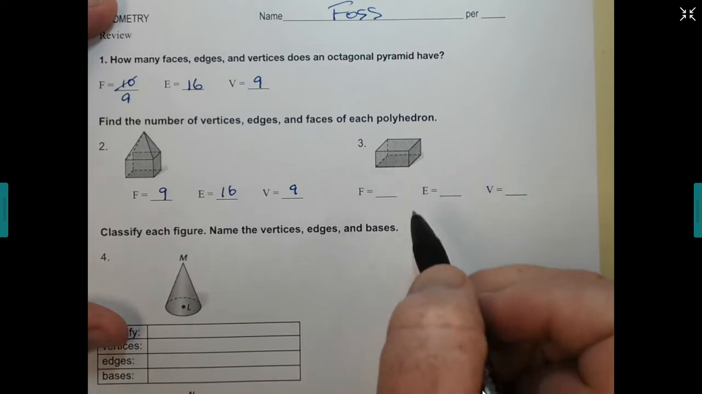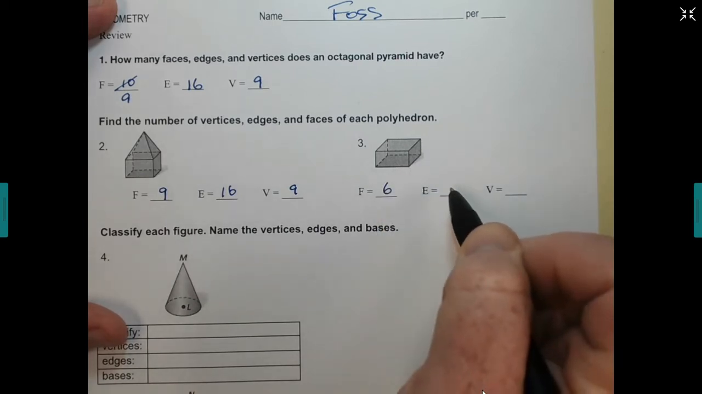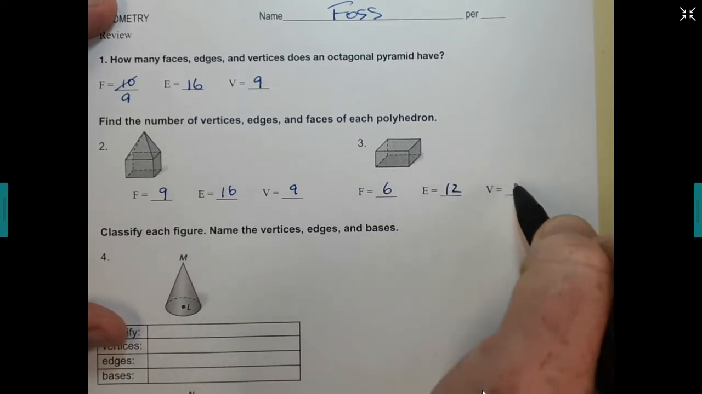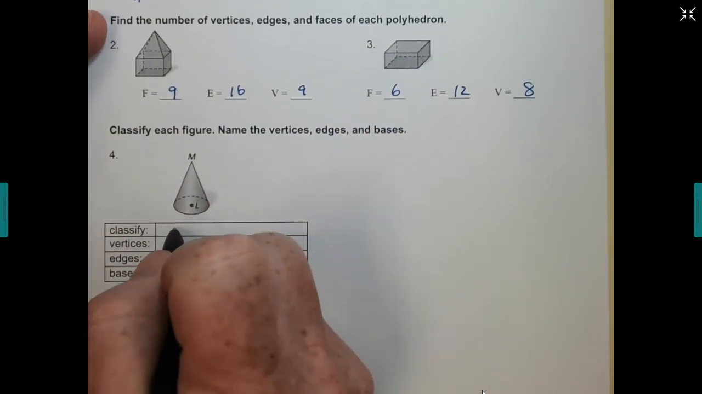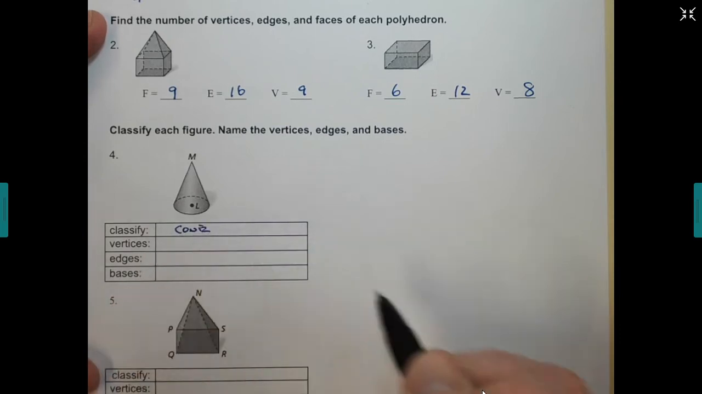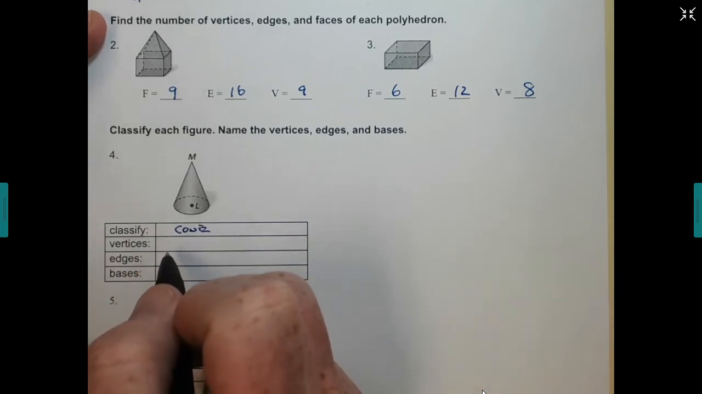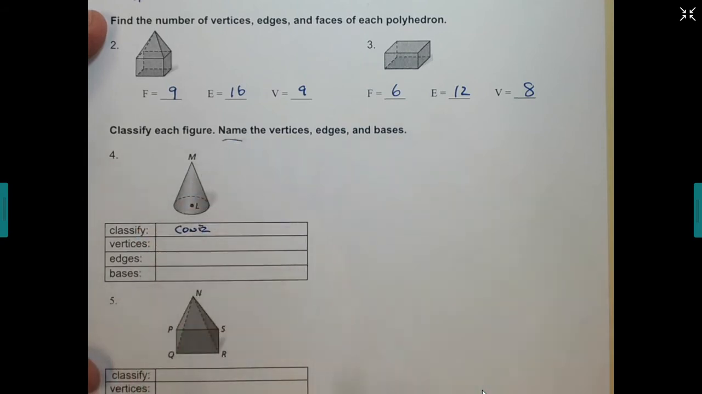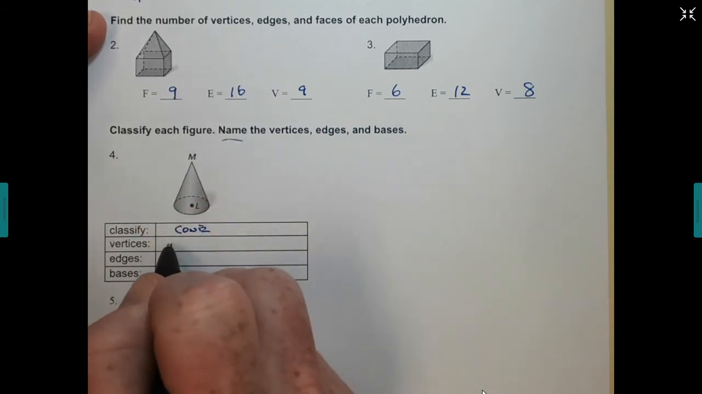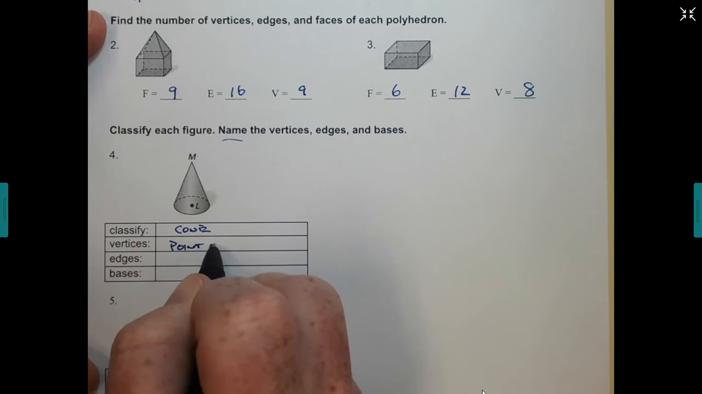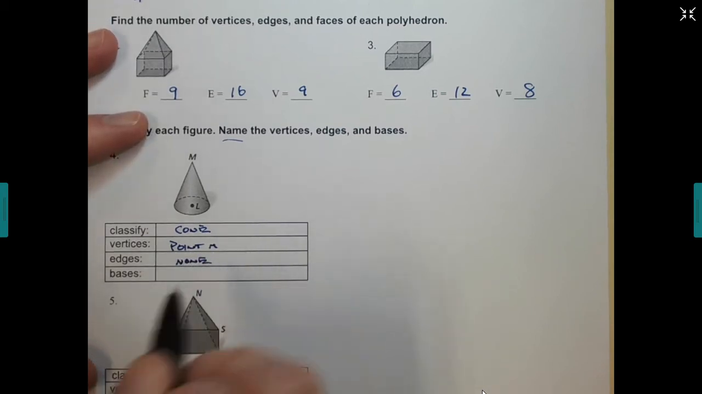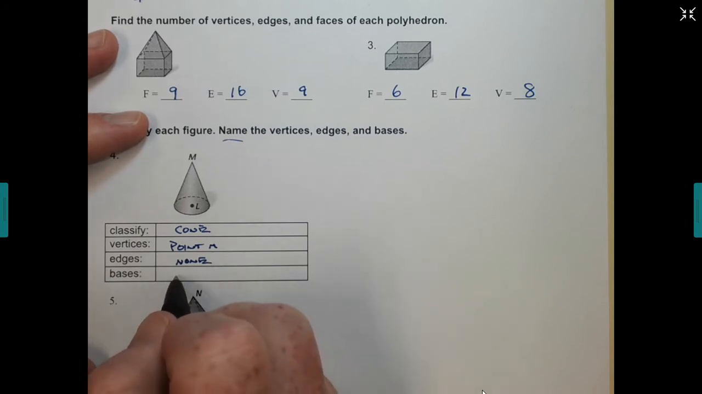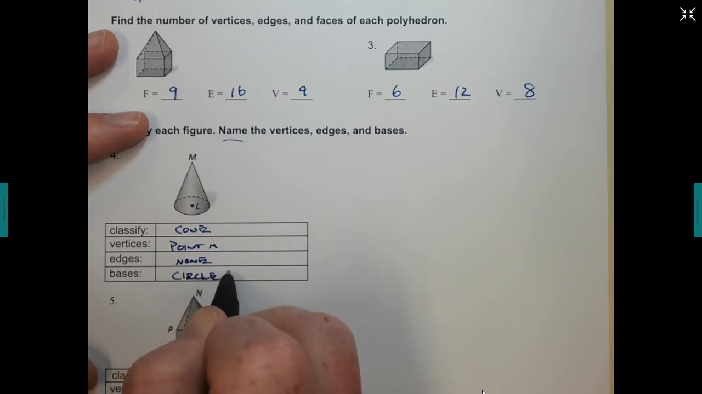So we got this prism, faces, 6, edges, 12, vertices, 8. Classifying this figure, this is called a cone. The number of vertices, it actually says name the vertices. So the only vertex I have is point M. Edges, if I only have 1 point, then I can't connect that to another point, so I have no edges. All right, and I have 1 base, and that would be circle L.